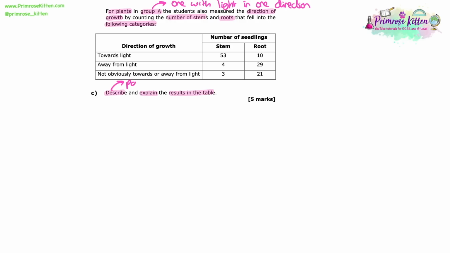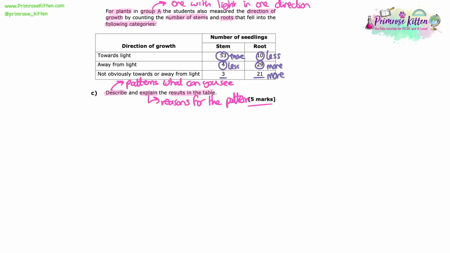It wants us to describe and explain the results in the table. So what patterns can you see? What differences can you see between the stems and the roots and the towards and away from the light? And give some reasons for this, so reasons why we see these differences in the results. So more stems grew towards the light than roots, and more roots grew away from the light than stems. That's the easiest one because that's an obvious positive phototropic response and a negative phototropic response. So we can explain that using our knowledge of how IAA works.